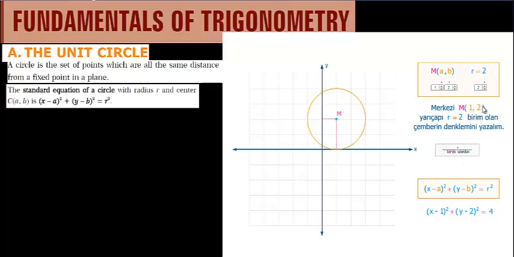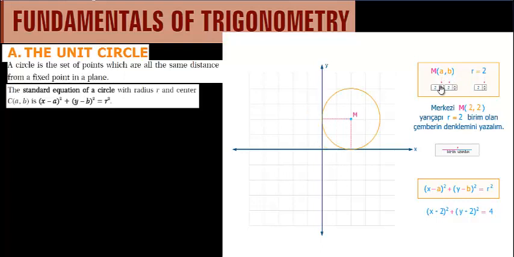Here, if you see the formula, x minus a squared plus y minus b squared is equal to r squared. The x value of the center is 1 on the x-axis, and the y value of the center is 2. The radius is 2 units, so r squared is 4. So the equation of this circle is x minus 1 squared plus y minus 2 squared is equal to 4. Again, the center is 1 and 2, the radius is 2 units.